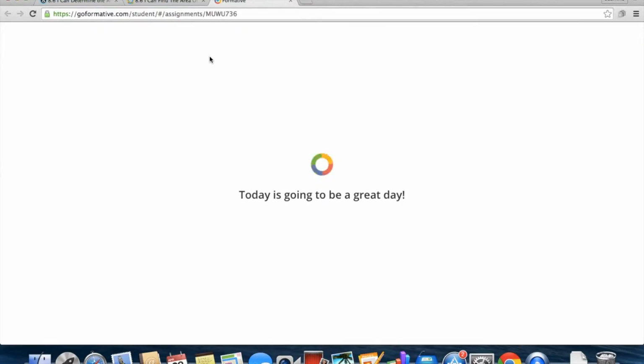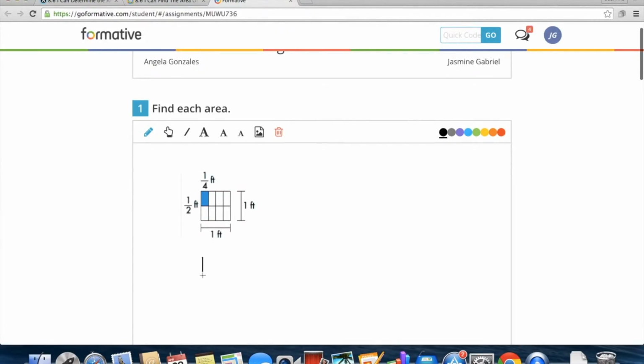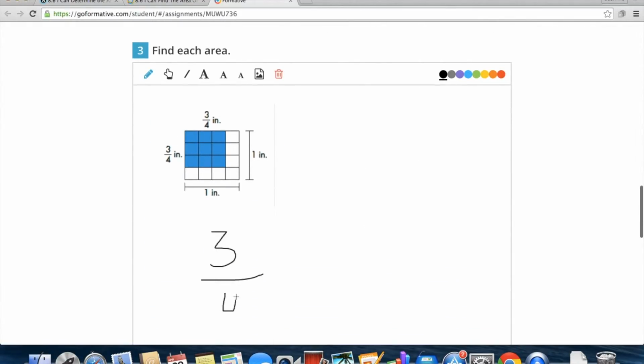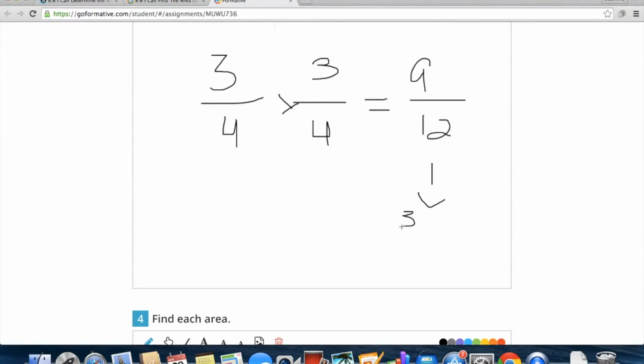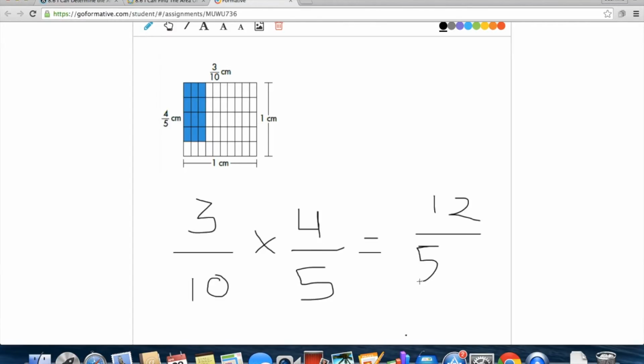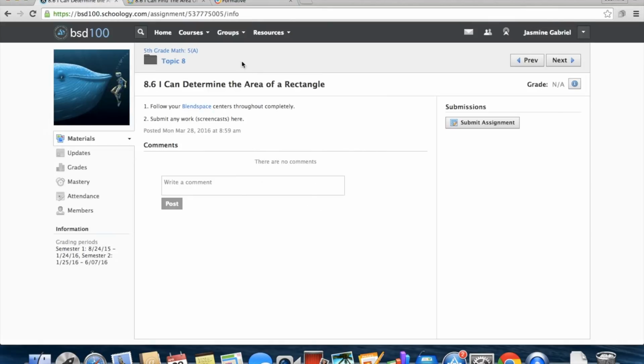Now I'm moving on to my formative, and as you can see, I'm going to be starting to answer these questions, which are pretty easy. As you can see, I'm doing the problems and reducing them to the simplest form. And this one is the last question. And then reducing it to 6/25, and then I'm submitting it.